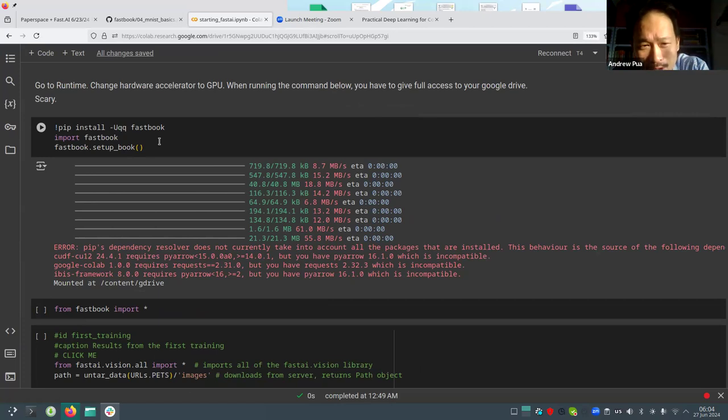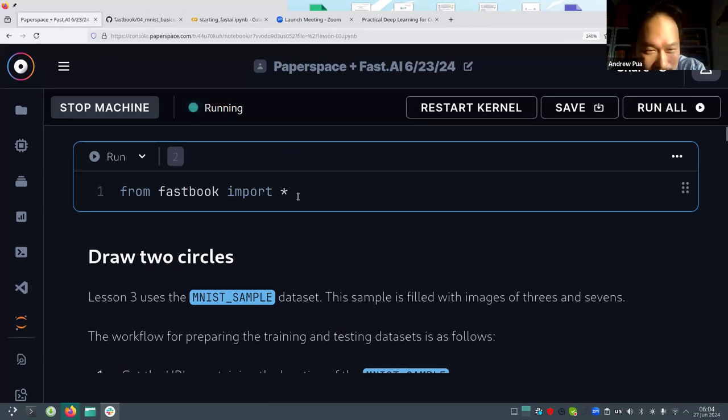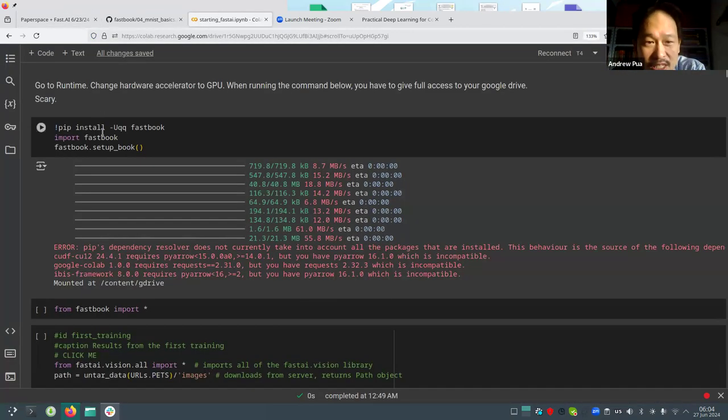And then I've also encountered that when you use Google Colab a bit too much, which I did this time because I'm doing the prep for this week, I ran out of computing time, and then it starts to ask for money. Thankfully, Paperspace could work, but sometimes the free machines are not very available. So just FYI. The nice thing about Paperspace is that you just have to do from fastbook import star, and then you're good to go. You don't have to go through pip install anymore.